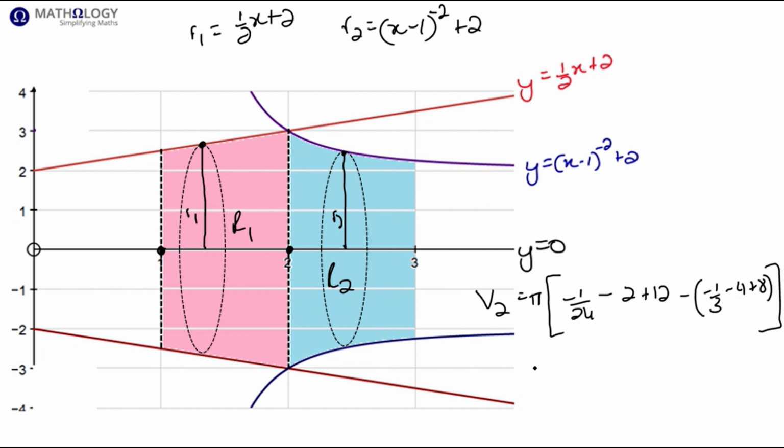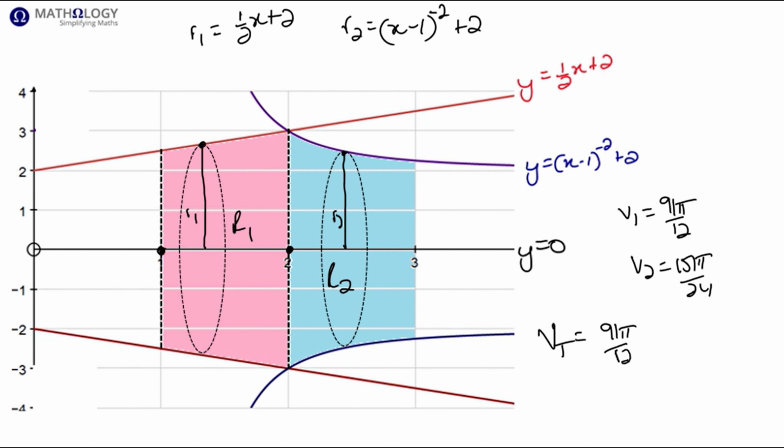So the volume of the second region rotated will be 151 pi over 24. So the volume of the solid obtained when rotating about the x-axis will be 91 pi over 12 plus 151 pi over 24, which equals 111 pi over 8 units cubed.